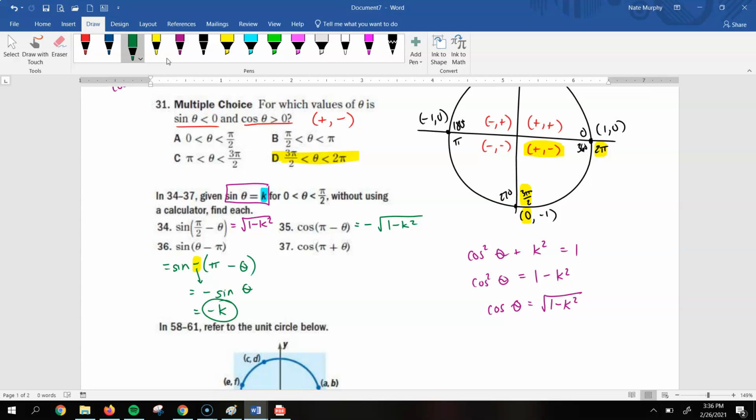And lastly, 37 asks to find the cosine of pi plus theta. Well, this is a half-turn theorem, and so the cosine of pi plus theta is equivalent to the opposite of the cosine of theta. Well, again, we have the cosine of theta as the square root of 1 minus k squared, so this is going to be the opposite of the square root of 1 minus k squared. So that would be your answer for 37.